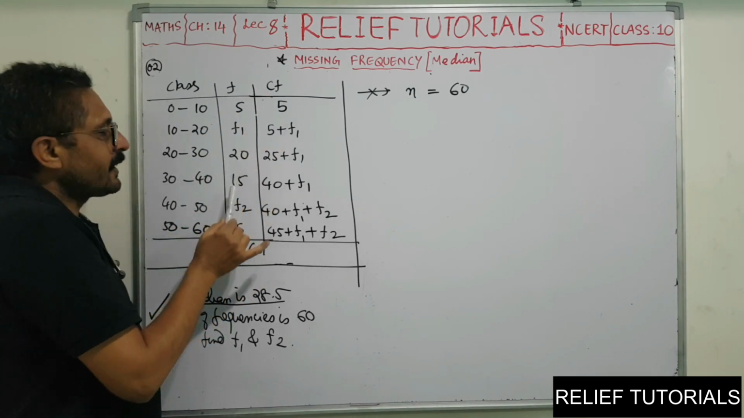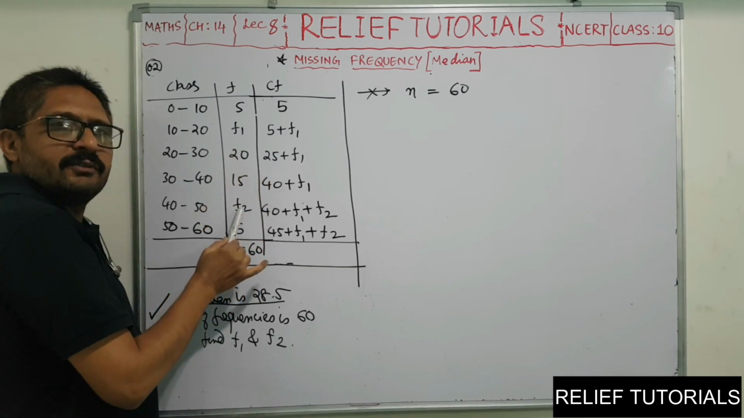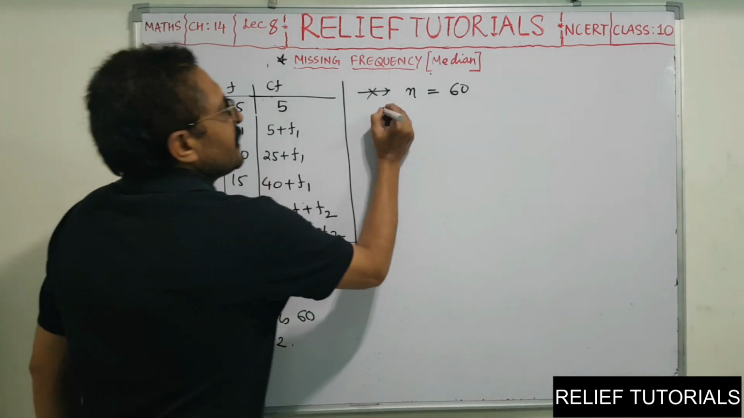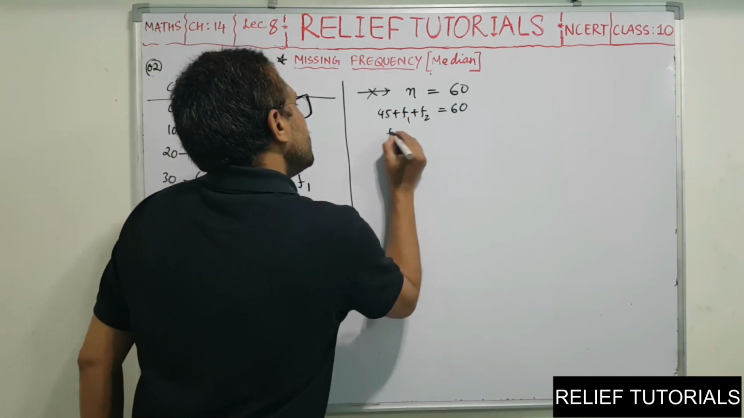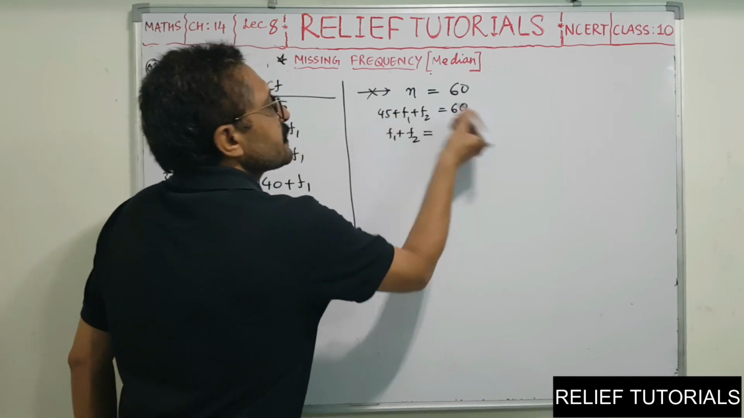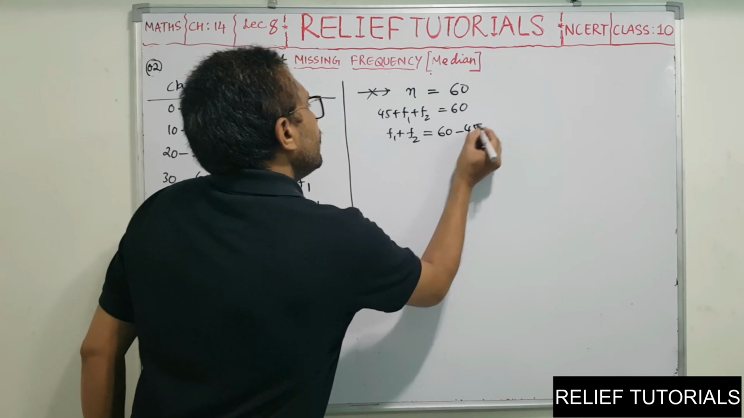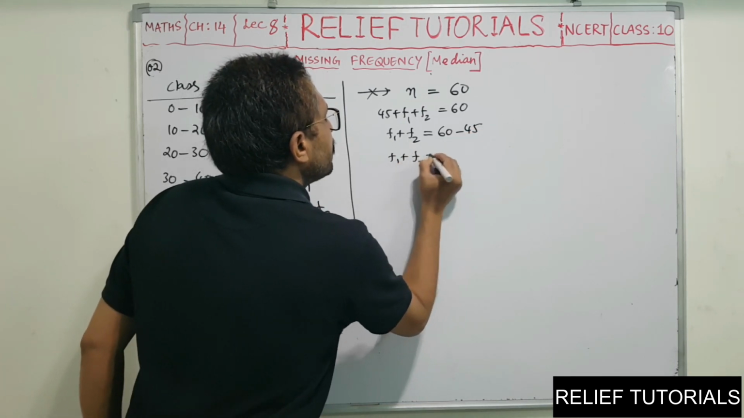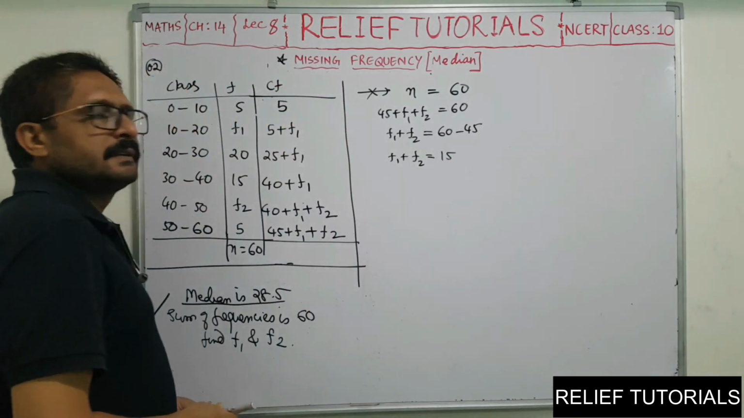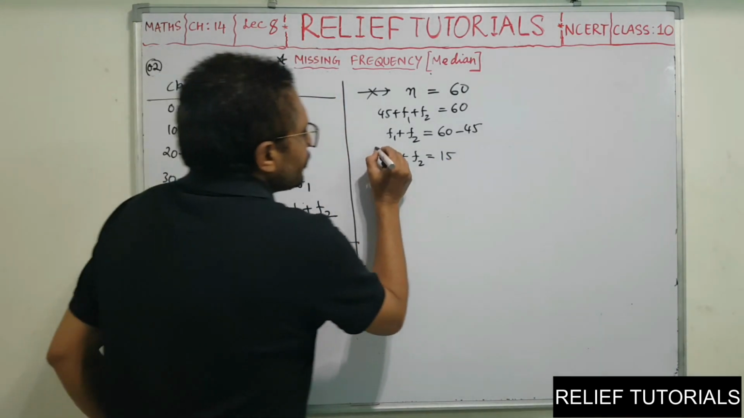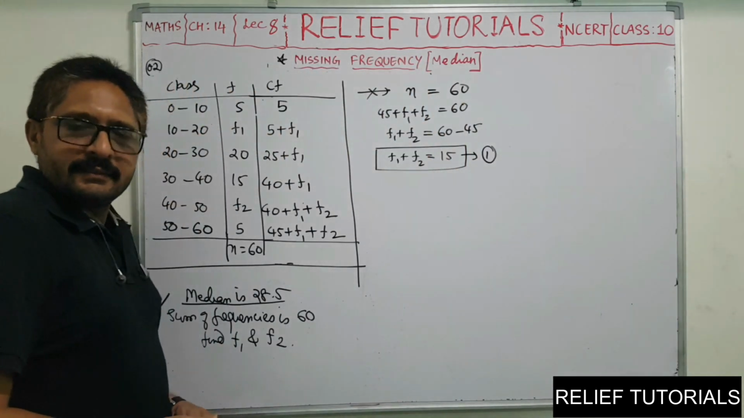Just do the total of this. 5 plus 20, 25. 25 plus 15, 40. 40 plus 5, 45 plus F1 plus F2. That is equal to 60. So 45 plus F1 plus F2 is equal to 60. So F1 plus F2 is equal to 60 minus 45, so F1 plus F2 is equal to 15. This is our equation 1. Clear?